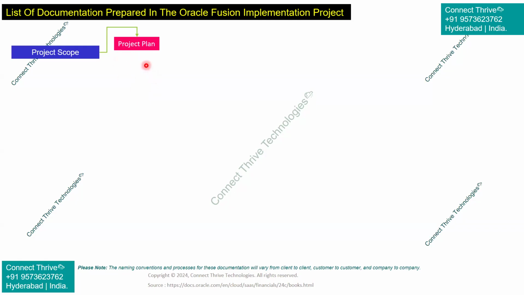So what will be there in the project plan? When the project is going to start, when it is going to end, and who are all working on this project: PMOs, business users, functional consultants, technical consultants, the reporting team, the integration team, and the module owners, we can specify here.